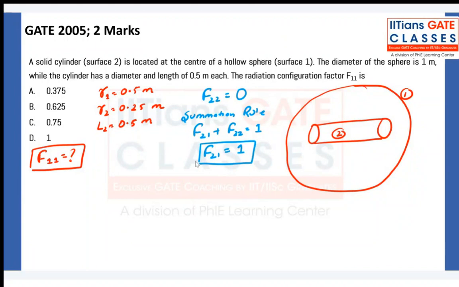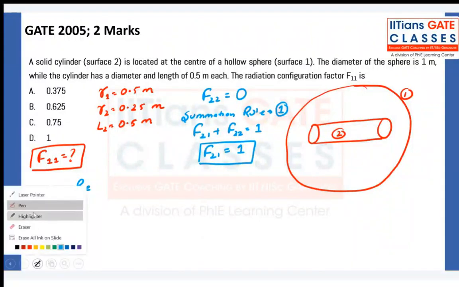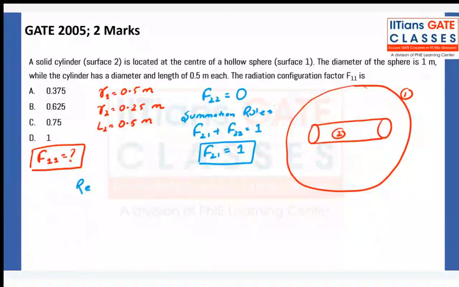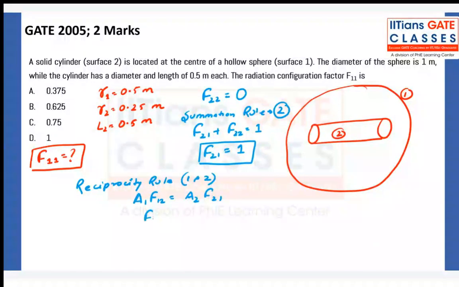Now let me apply reciprocity. Let me apply the summation rule for body 1, I'm sorry, for body 2. The summation rule is only applied to one body. F21 plus F22. Okay. The reciprocity rule I can apply between 1 and 2. Now you can apply that between two bodies. So A1 F12 is equal to A2 F21. So for F12, can I find out A2 by A1?